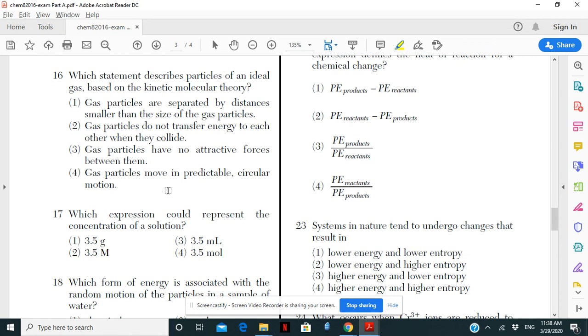Gas particles are separated by distance smaller than the size of the gas particles. That's absolutely incorrect, because in that case the particle has a size. Gas particles don't transfer energy to each other, so that means they are going to lose energy, and that's incorrect. And gas particles have no attraction force between them. That's correct, because it's one of the characteristics that we just told you.